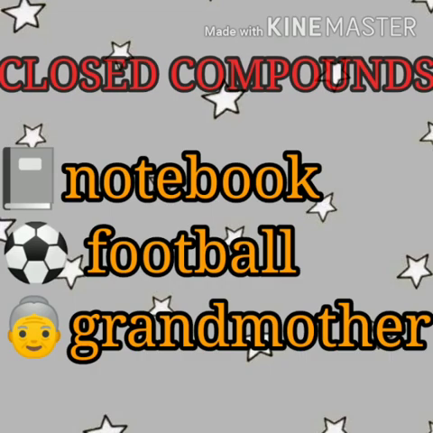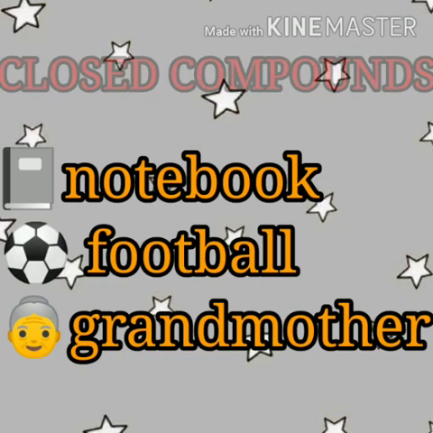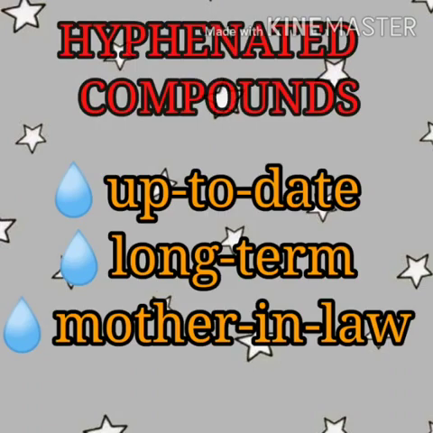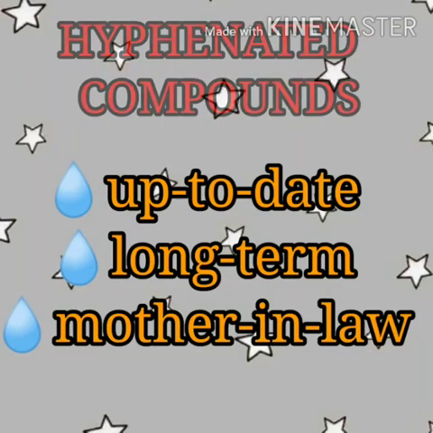And whenever we think of compound words, these closed compounds come to our mind. And some examples for that are notebook, football, and grandmother. See the word grandmother, no space between grand and mother, but grand and mother, separate words, are combined to frame a compound word. And the next one is hyphenated compound. Hyphenated compounds are words connected by a hyphen mark. We use this for some words like up-to-date, mother-in-law, long-term, such that for some words we are using these hyphenated compounds.